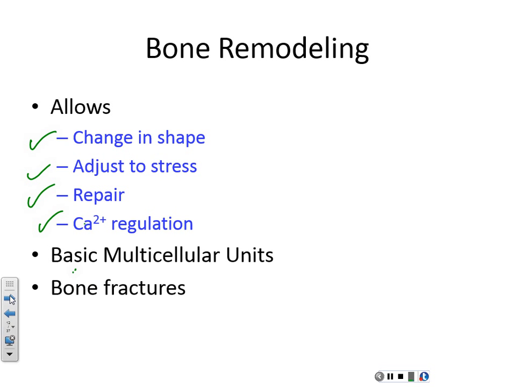And then bone fractures, we talked about how they are classified according to the completeness of the break, or which part of the bone is broken and how, and they are important for bone repair and also treatment. So you know how to treat that bone. So that one just kind of, but do you know what basic multicellular units are? What are they made up of? And what is their function?